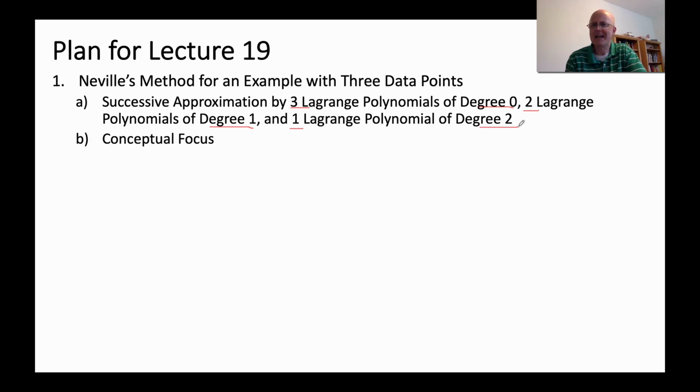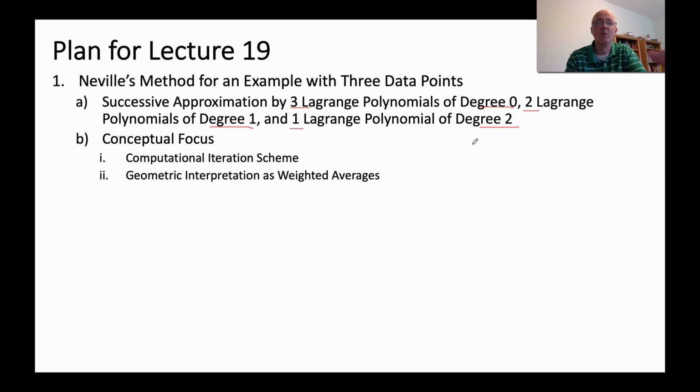We will emphasize the concepts, especially the computational iteration scheme and where that comes from. We'll think about the geometric interpretation of the formulas as weighted averages. We're not going to really prove things so much as just think of it intuitively in terms of weighted averages. And we'll make graphs of our results.